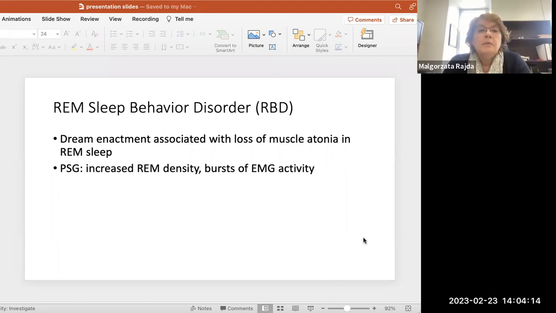On a sleep study, we will see increased density of rapid eye movements during REM sleep and bursts of EMG activity on both chin and legs during REM sleep. So there is a definitely abnormal muscle tone during REM sleep.